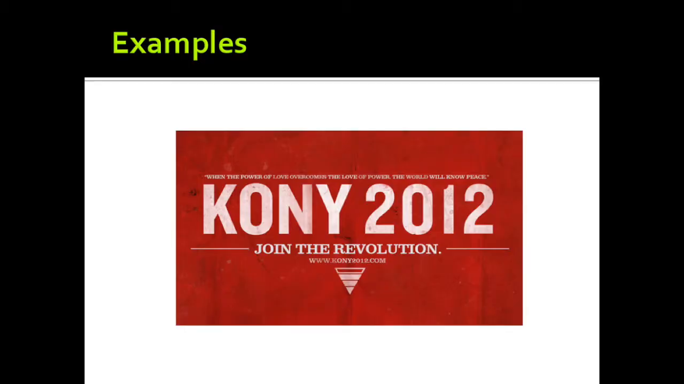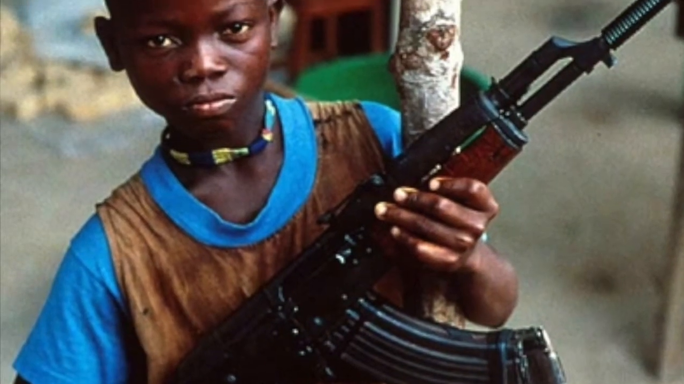This next example comes from a movement that was popularized in 2012. It describes a man named Joseph Kony who was in power in some East African countries. He led an organization that was declared by the U.S. as a terrorist organization known as the Lord's Resistance Army. So to keep it short, the LRA recruited child soldiers.